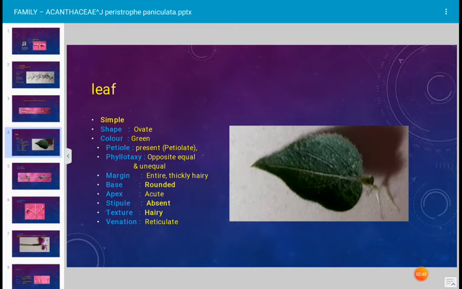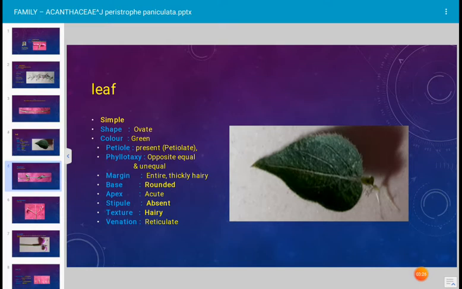At the base of the leaf there is no stipule. What is a stipule? It is a small leafy structure. When it occurs at the base of the leaf, it is called a stipulate leaf. But in Peristrophe paniculata, stipule is absent. In this condition, the leaf is described as an ex-stipulate leaf because stipule is absent. The texture of the leaf is hairy. Venation is reticulate. Reticulate venation occurs in dicot plants.